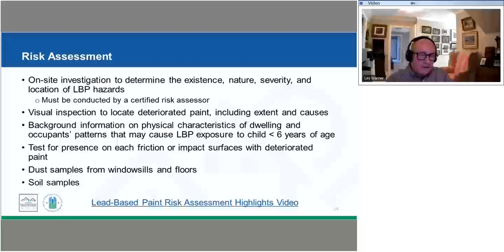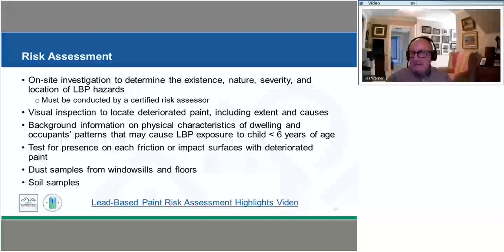Let's talk a little bit about that risk assessment. So we talked about paint testing and a risk assessment being required for units that are above $5,000 per unit per property, and so per year. In this case, not only are we going to test the paint to determine if it has lead in it, but also we're going to be doing our risk assessment. The risk assessment is really looking to see where we have lead-based paint hazards.